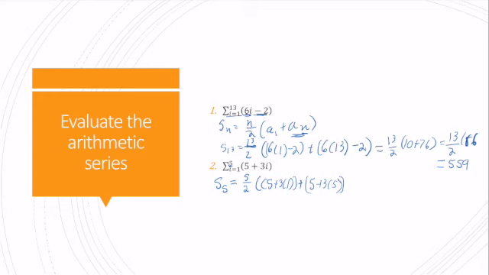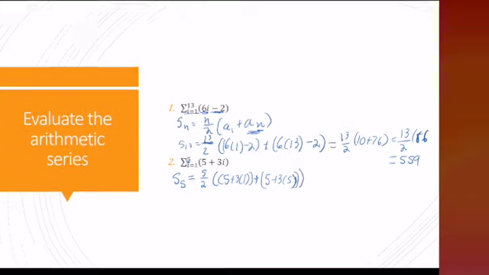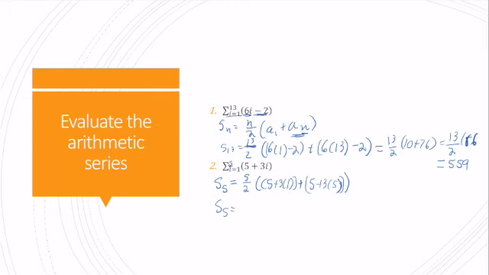Don't forget our PEMDAS. I know this looks like a lot of parentheses, but we need them. So if I have S sub 5 equals 5 over 2, that leaves me with 5 plus 3 times 1, which is 8. And then I have 5 plus 3 times 5, which is 20. So I have S sub 5 equals 5 halves times 28, which is going to give me 70. So the sum of this series is 70.